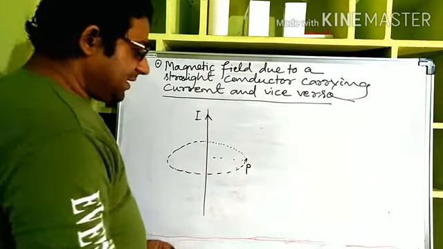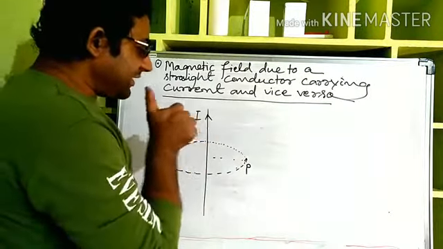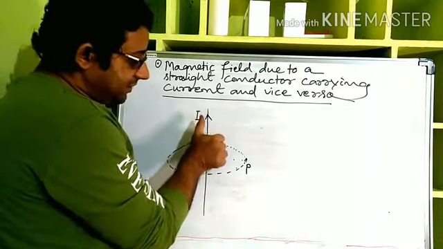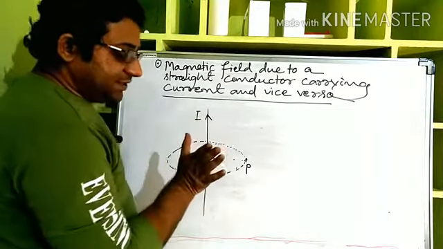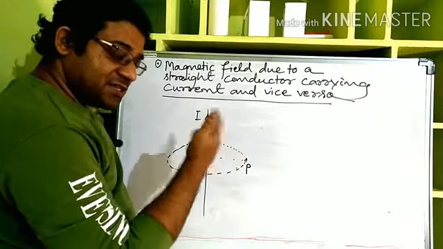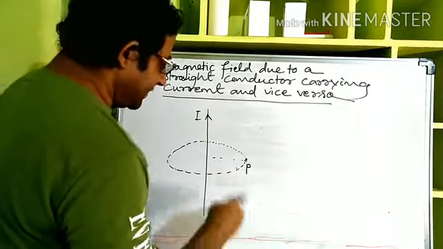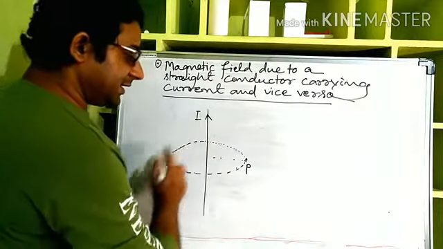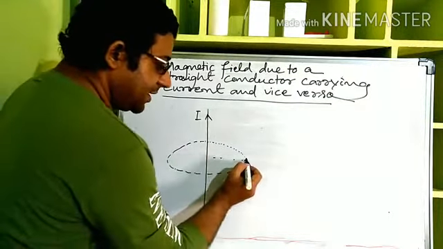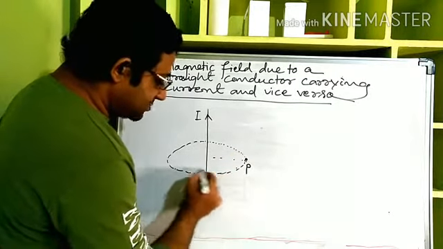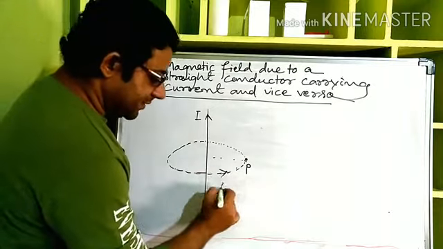How to find that? Simply using the right hand thumb rule, you keep the thumb along the current, then the direction shown by your curling fingers is the direction of the magnetic field. So around the current carrying conductor, there will be a magnetic field. Imagine taking that point P, one circular loop like this. So this will be the direction of the magnetic field.